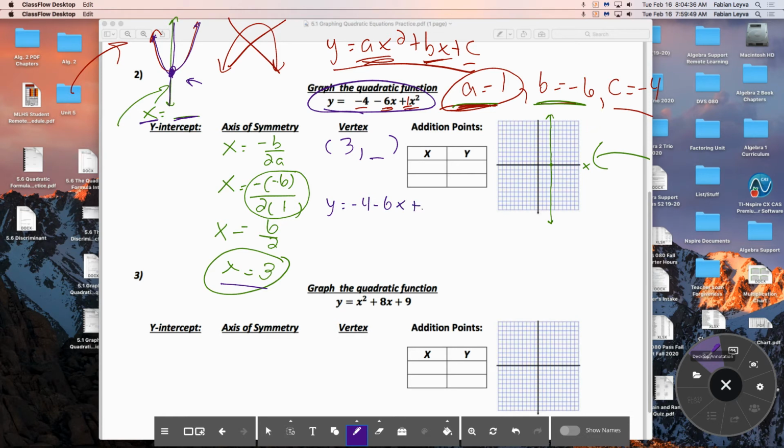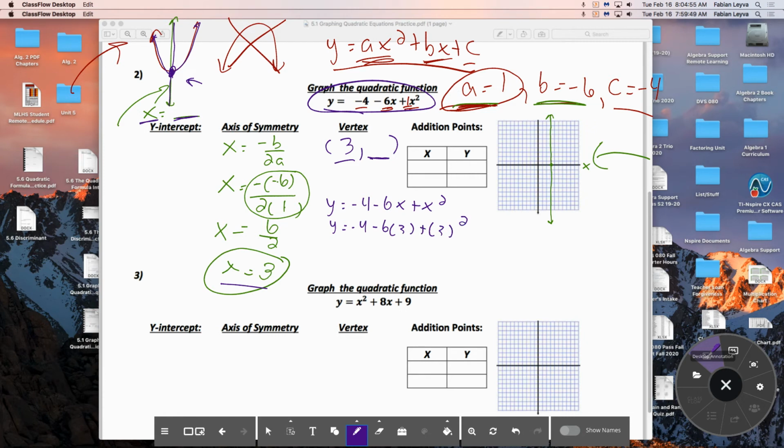Just by knowing this formula here, you know that when you input any x, you're going to get an output. That is what we're going to do. We're going to input our 3 to figure out what the output is of that specific vertex. So let's go ahead and plug that in. y is going to be equal to -4 minus 6 times 3 plus 3 squared.